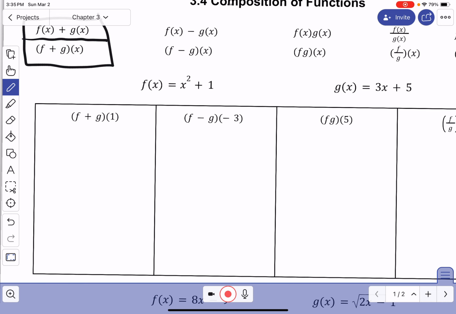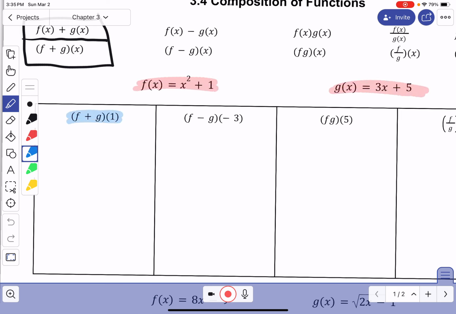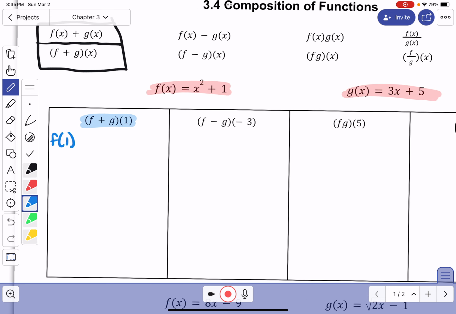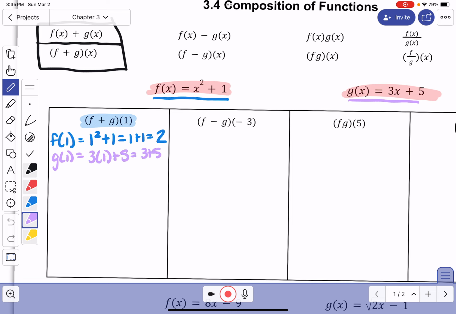For example, if this is our f of x, and this is our g of x, and we're doing f plus g of 1, we're going to start by plugging 1 into f. So we would do 1 squared plus 1, based on the equation, which is 1 plus 1 or 2. Then we would do g of 1, which would be 3 times 1 plus 5, or 3 plus 5, which is 8. Then we add those together. So 2 plus 8 is 10.